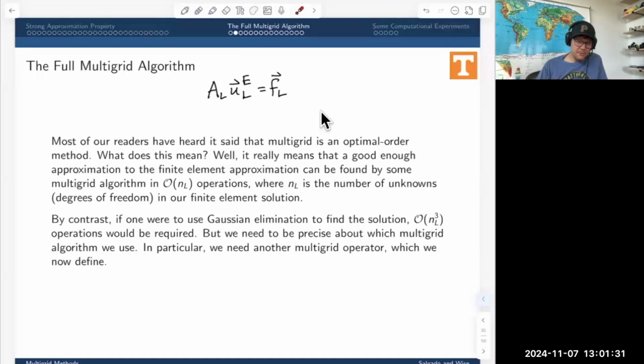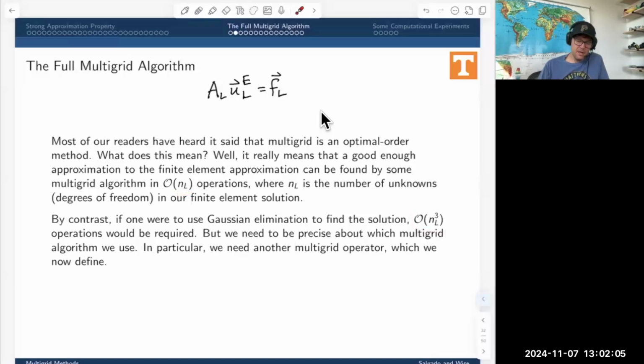If we apply Gaussian elimination to solve this problem, it's going to require order N_L cubed operations, where capital N_L is the number of unknowns in the vector u_L. However, you may have heard it said that multigrid only requires order N_L operations. That's what we call optimal because it can't get any fewer than that.